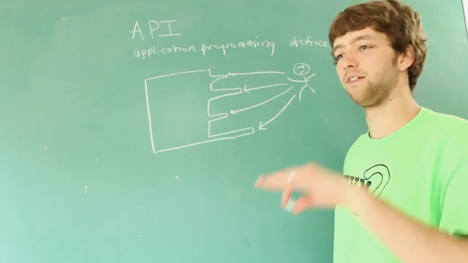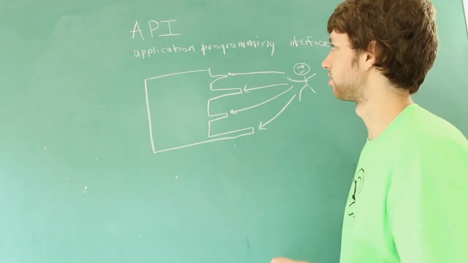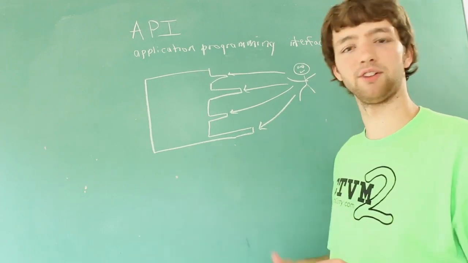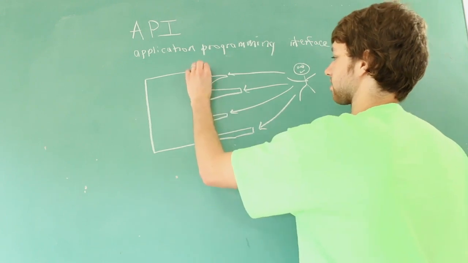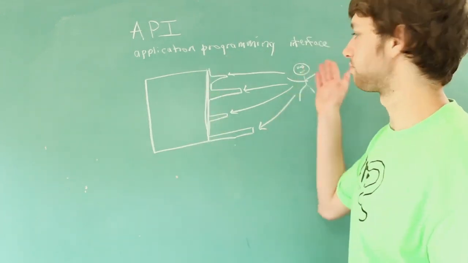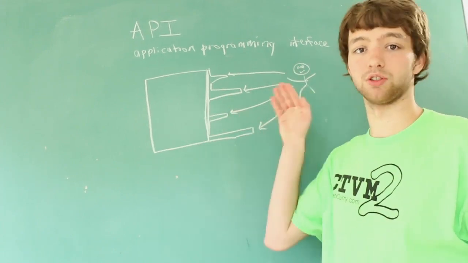And this is a very basic explanation, and the way you apply an API in different situations is going to be different. But you can think of it as this extra layer that you add on to your software that allows people to communicate with certain parts of your application.